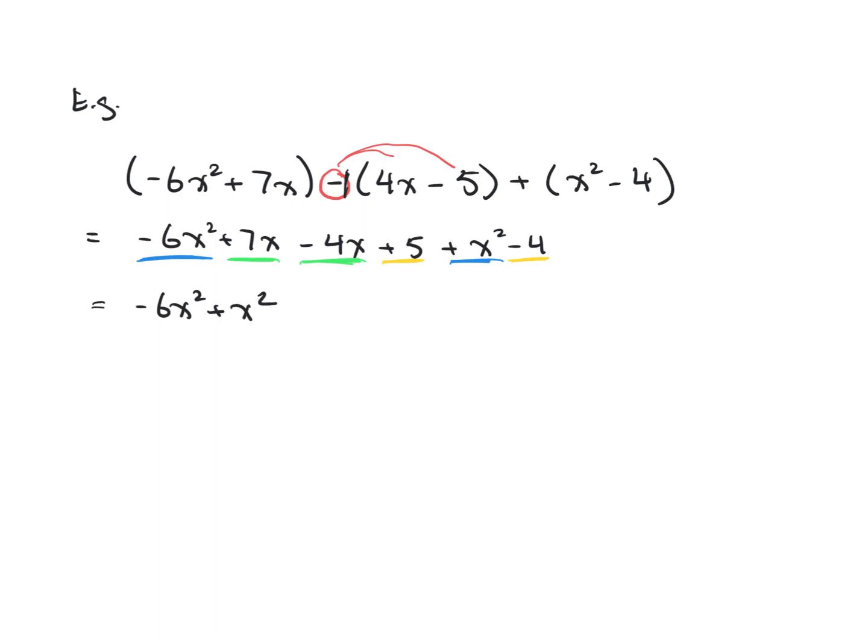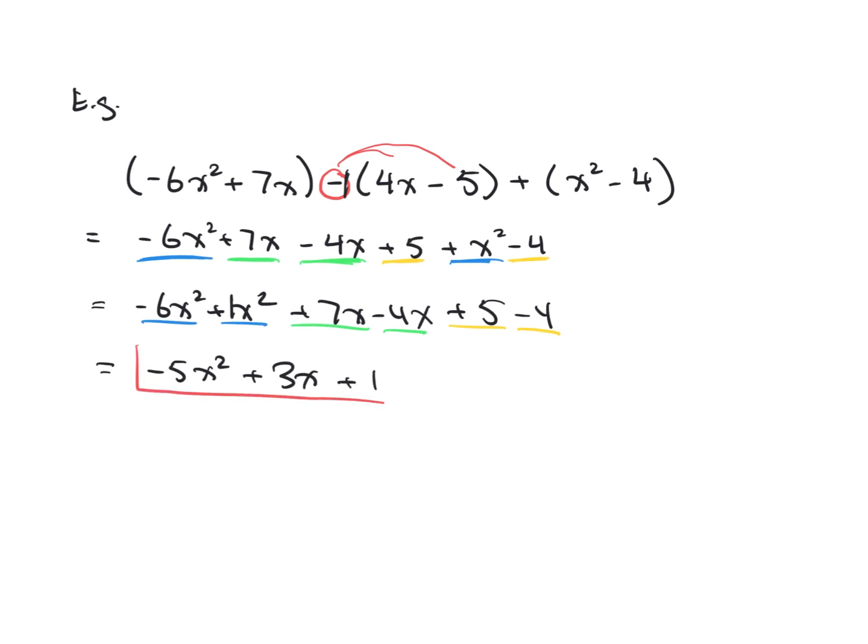Okay, I'll collect up the like terms together. So the blue ones I'll write first. And then I'll write the green ones next. And then I'll write the yellow ones next. And now I'll do the adding and subtracting of integers. So the blues, negative 6 plus 1 makes negative 5, x squareds. Now the greens, positive 7 minus 4 ends up at positive 3. And now the yellows, positive 5 minus 4 ends up at positive 1. And this is the answer.